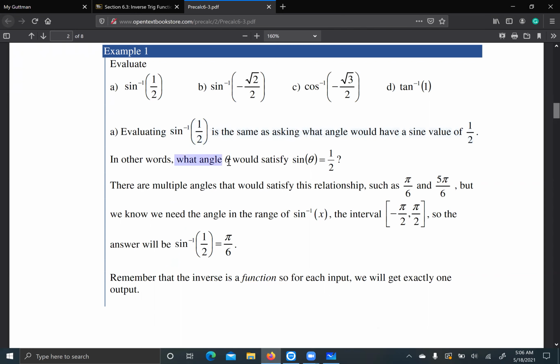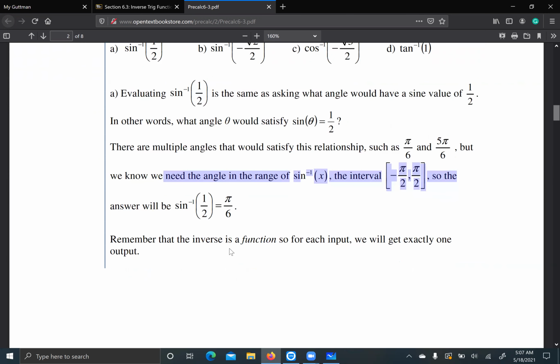So in other words, what angle theta gives us sine of theta equals half? There are multiple angles like pi over 6, 5 pi over 6, and so on. But because the domain is restricted to this range, over this range, it's only pi over 6.